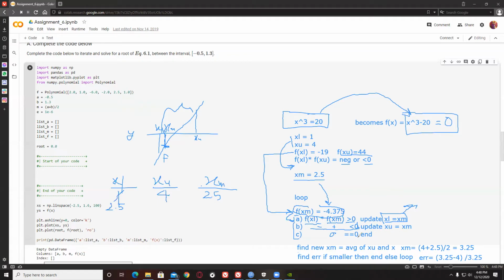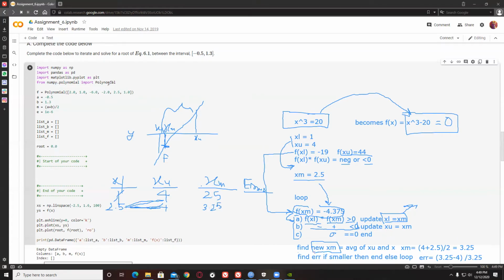Now, what we can do is we can generate a new xm. So the new xm will be the average of these two. So if we calculate the average, this becomes 3.25. And now we have the scope to generate an error.